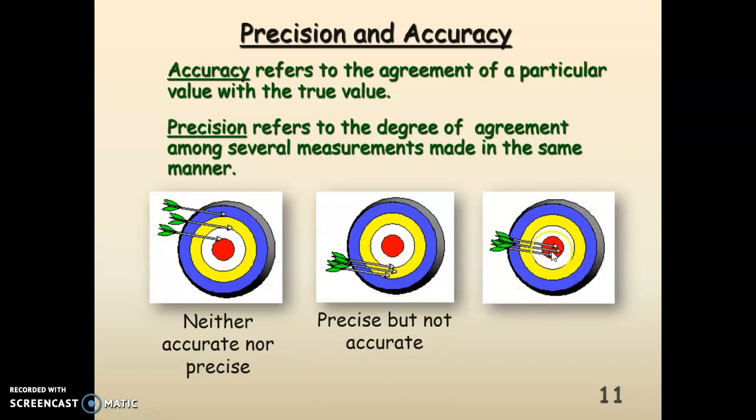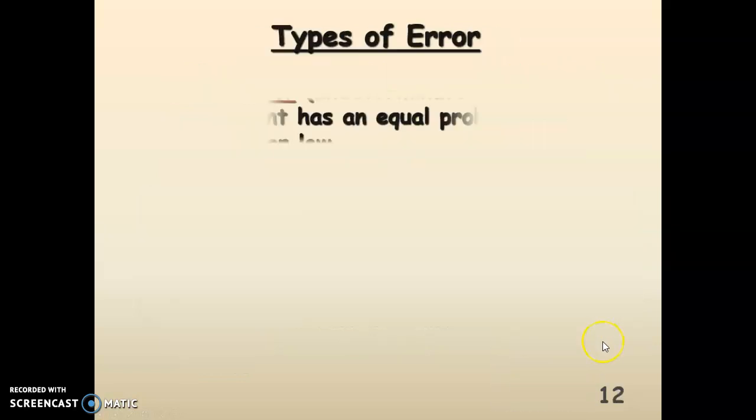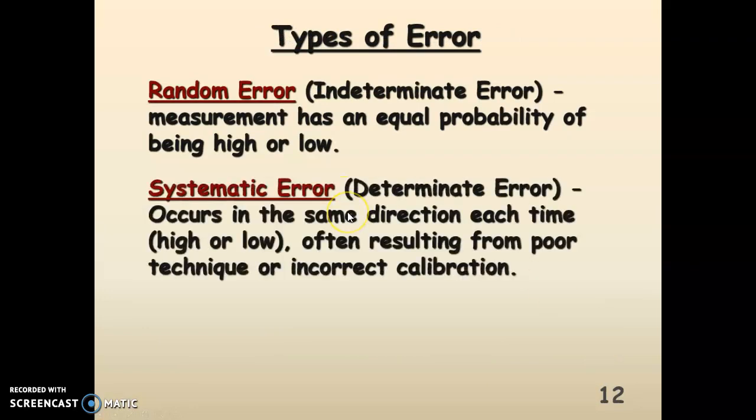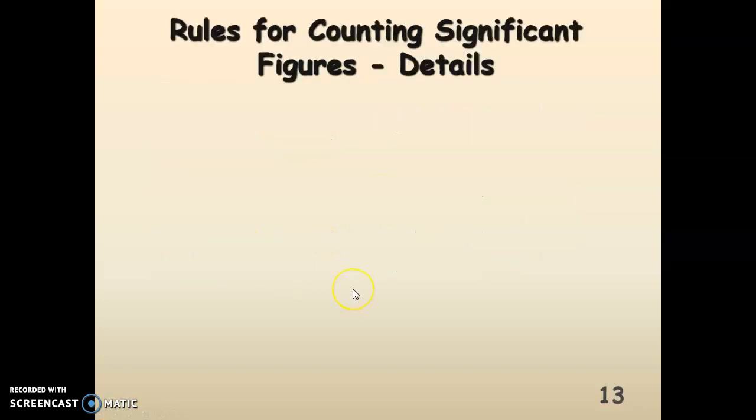All right, and then if you're consistently getting the right answer and your measurements are always close to each other, then that is precise and accurate, which is where we would like to be. All right, so there's different types of error. Random error is the kind that's probably okay, and that's equal probability of being high or low as long as you keep it to as small an amount as possible. Whereas systematic error means that you are doing something consistently wrong that causes the error to be off one direction or another.